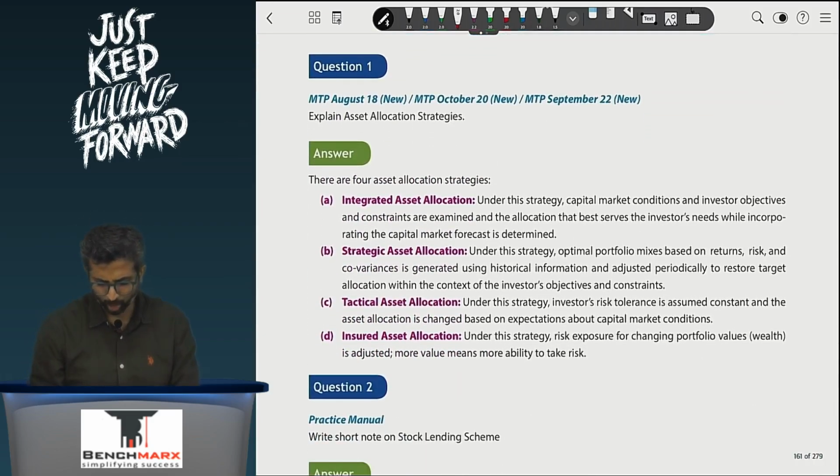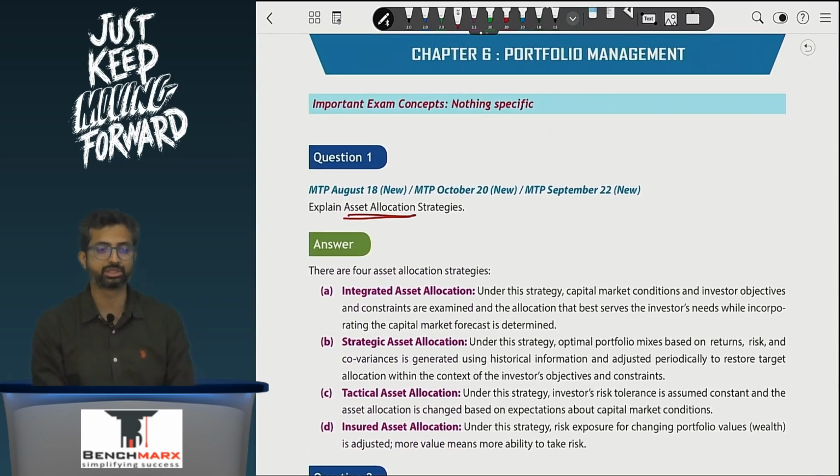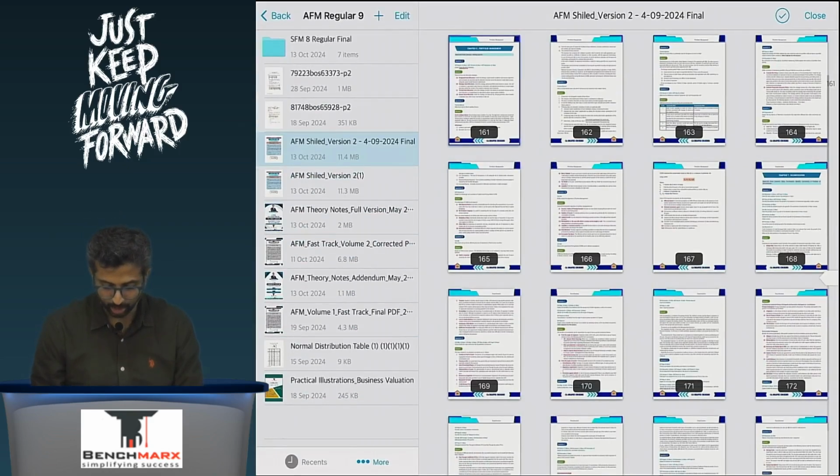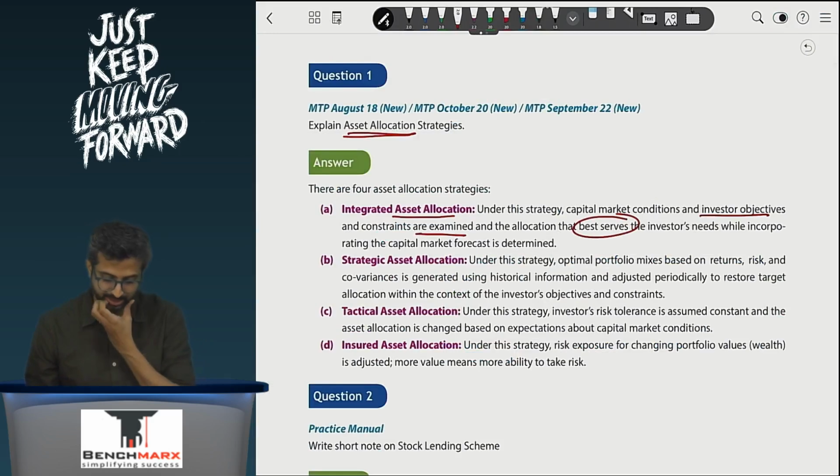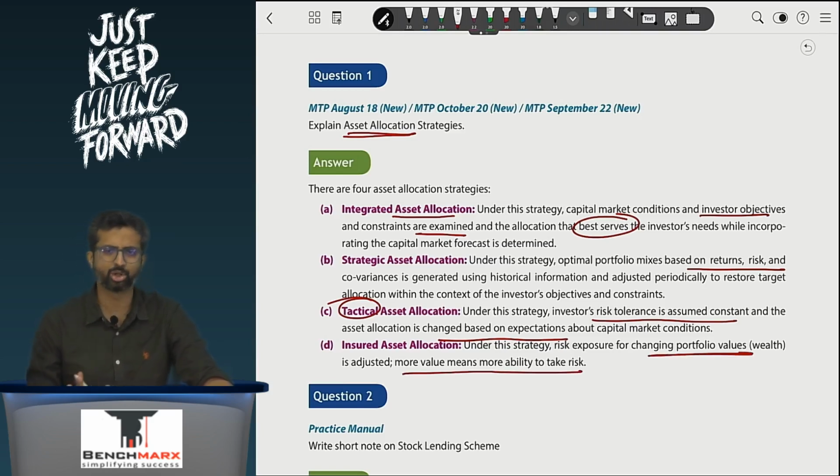Okay. Next you have portfolio management, certain asset allocation strategies, integrated asset allocation. Under this strategy, capital market conditions and investor objectives are examined and the allocation that best serves the overall investor needs is chosen. Strategic, tactical, and in short there are just various names. In strategic you have a broad strategy involving returns, risk and covariances, and you invest based on that only. In tactical asset management, risk tolerance is assumed and asset allocation is changed based on expectation. And in insured asset allocation, you change the portfolio wealth and move based on the risk taking ability. So there are 4 values: integrated, strategic, tactical and insured asset allocations.